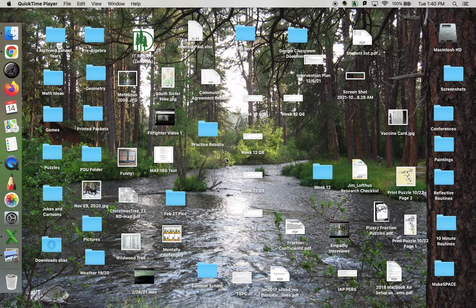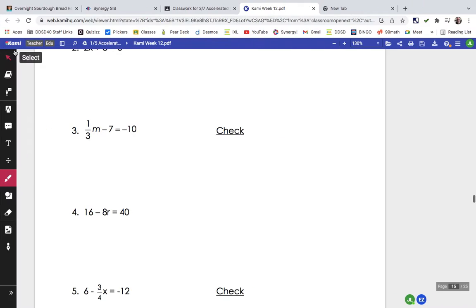This is a recap for Tuesday, December 14th. I'm going to do 4 problems, and we worked on these in class today, some of the more challenging two-step equations. And I'm going to start with one that's from a puzzle that was handed out.